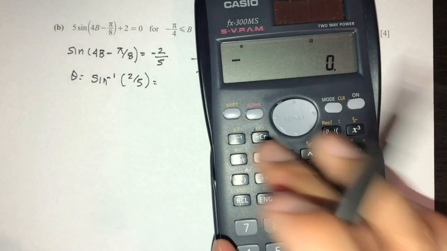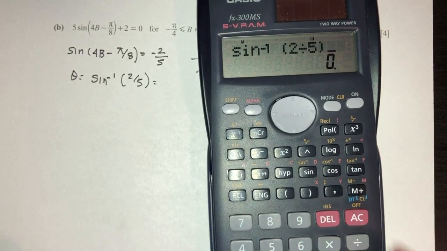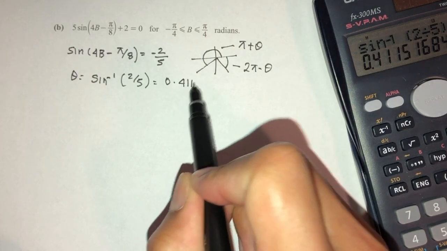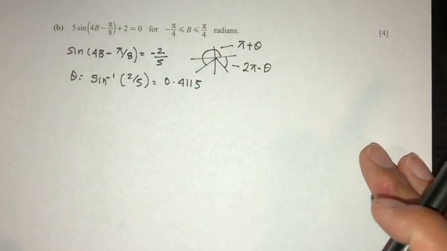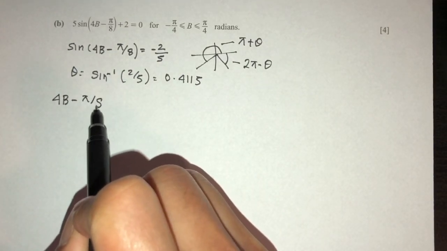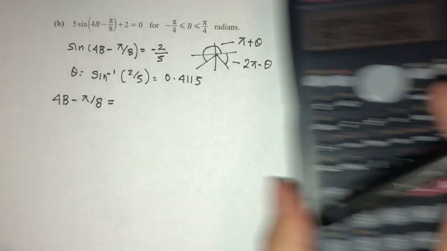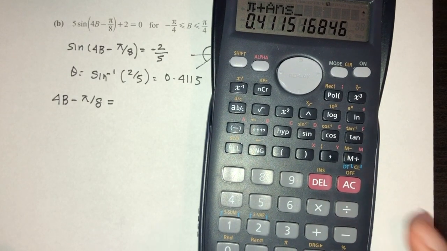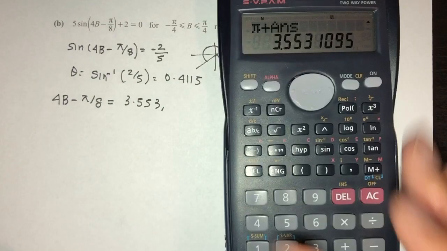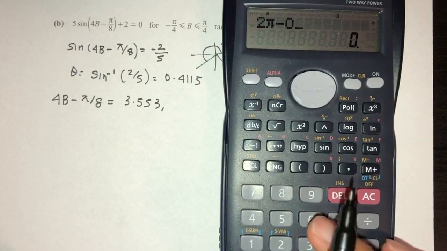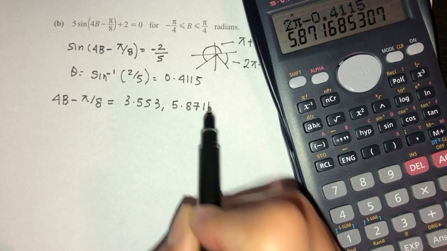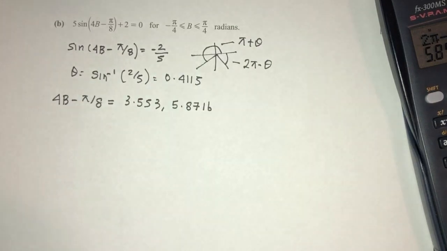So let's see what we get. 2 divided by 5, that should be 0.412. We can write a few decimals, 0.4115. Okay, let's write this down as this, no problem. Now to find the value of the angle inside, so 4b minus pi by 8, it is equal to, first one is pi plus theta. Pi plus theta, that should be 3.553, and then 2 pi minus theta, 0.4115, that should be 5.8716.